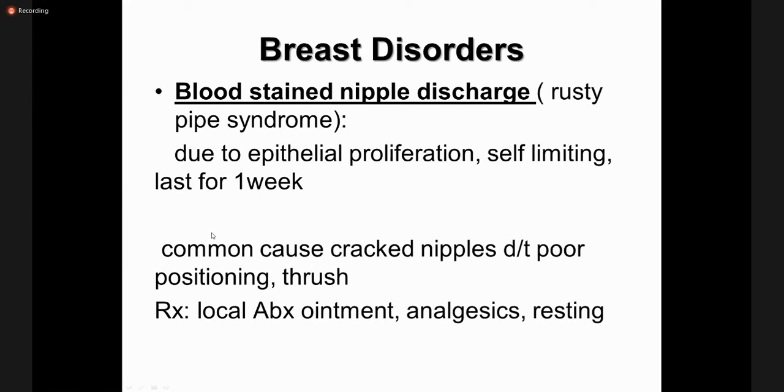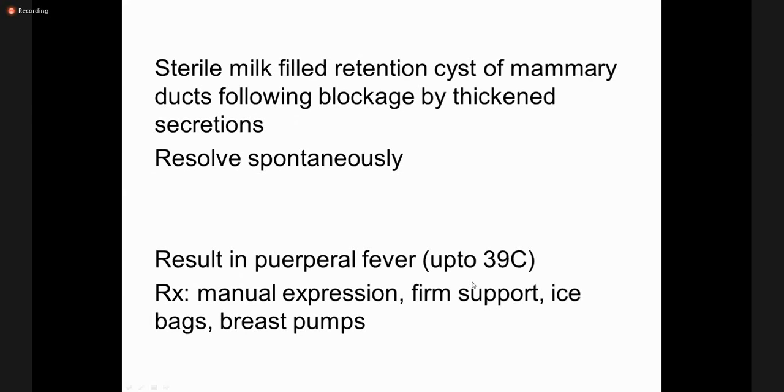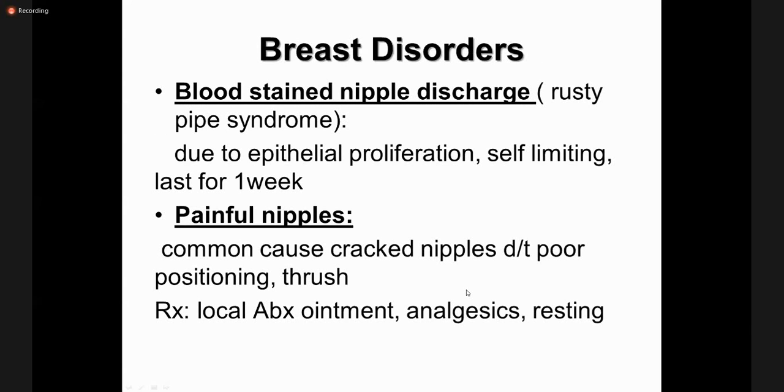Okay, the other thing is painful nipples. The patient can also come with a complaint of pain in the nipples, and this is usually due to cracked nipples. And why do cracked nipples happen? This is due to poor positioning and candidal thrush. So she develops pain as the baby sucks the nipples, and there is difficulty in feeding the baby. So what is the treatment? Local antibiotic ointment, analgesic, and resting. And there are nipple shields available which can be applied and then the baby fed.